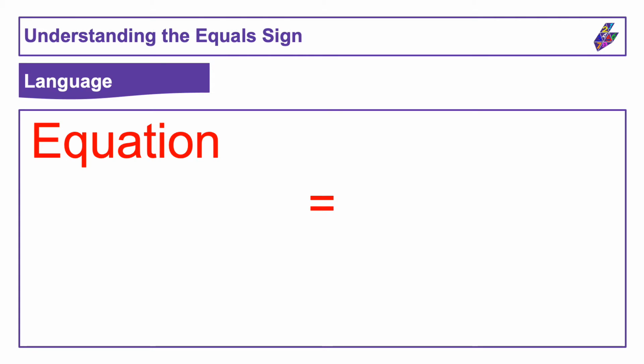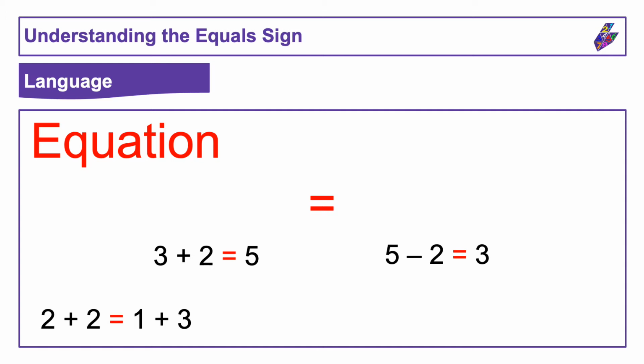This word says equation. You might hear that a lot in this video. An equation is anything with an equals sign in it. For example, 3 plus 2 equals 5 is an equation. 5 minus 2 equals 3 is an equation. 2 plus 2 equals 1 plus 3 is an equation. 5 equals 5 is an equation. And 3 equals 5 minus 2 is an equation. They all have an equals sign in them.